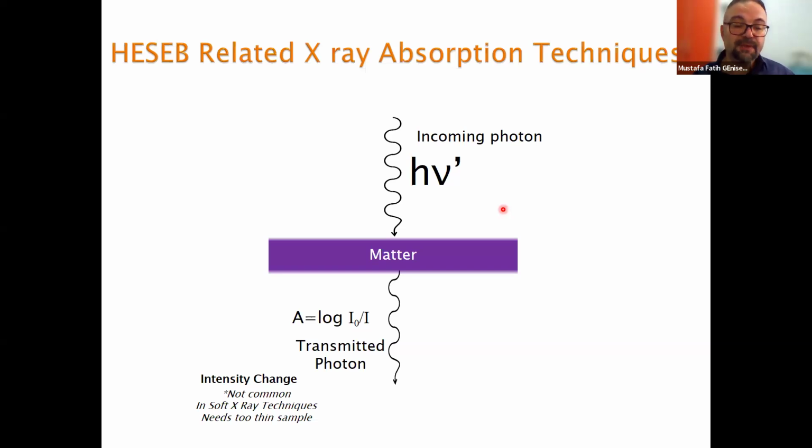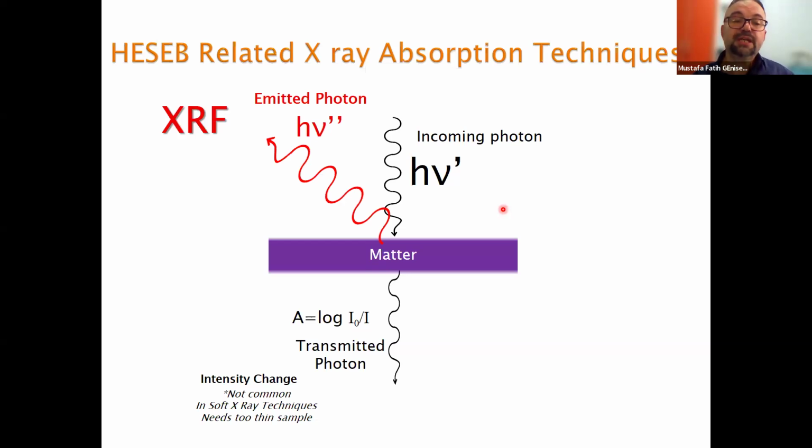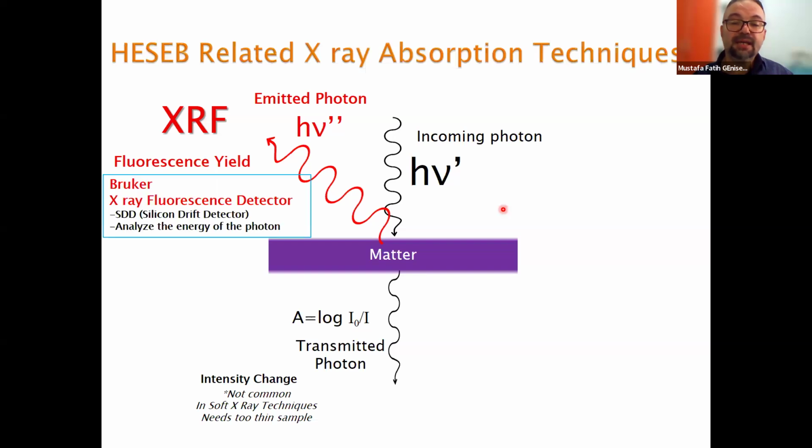So instead of that, can't we make an absorption? No, we can, because when soft X-ray is absorbed by our materials, after some process, I'll mention in a few minutes, it will emit some photons. So we can use an XRF detector for this, and we call this fluorescence yield, and we can make the measurements. And HESEB has a Bruker X-ray fluorescence detector, a silicon drift detector, SDD.